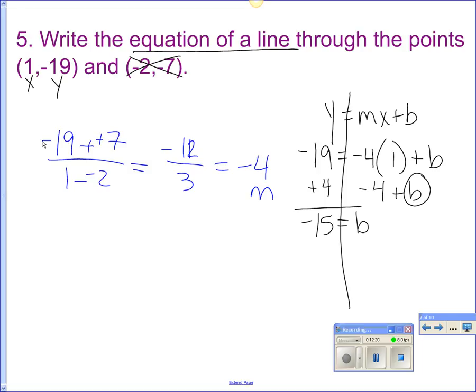Now here's the kicker. Don't forget you have to put it in y equals format. Chad, what you got for the y equals? Negative 4x minus 15. Did you get it, Ethan? Good job, sir. Good.